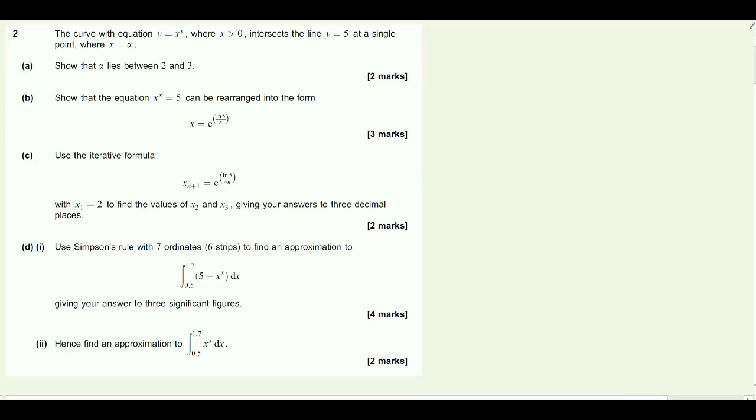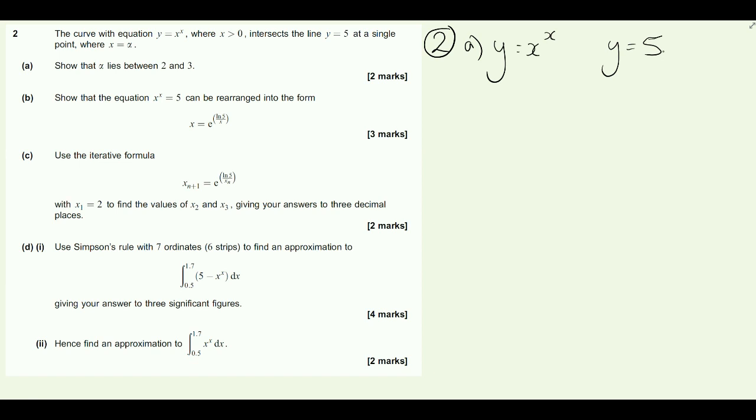Question two then is the question with just sort of using iterative formulas and things like that. So the first one is actually, I think, the first time we've seen something slightly different to the standard. So we've got the function y equals x to the x, and we're saying that this line intersects y equals 5. Okay, that's at a single point where x is equal to alpha, and we're asked to show that alpha lies between 2 and 3.